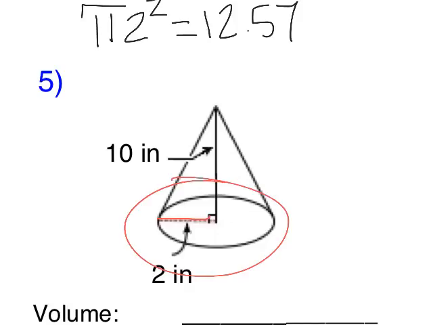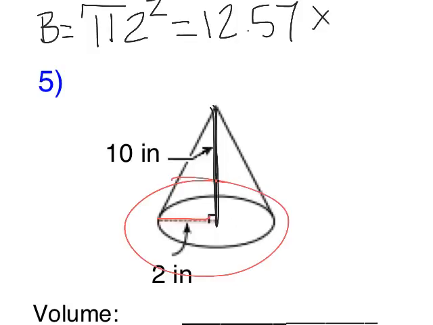So remember, if you look up at the directions, it's asking us to round our decimals to the nearest hundredth, so that's that second digit. Then we will take that big B and we're going to multiply that by our height right here of 10.